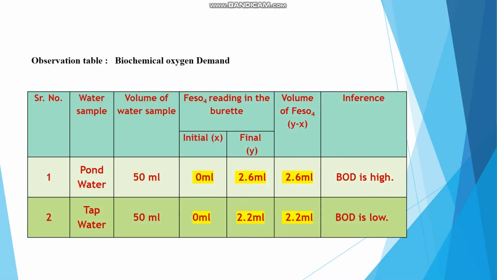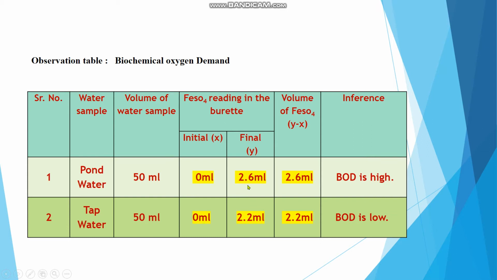Now let's move to the observation table. We have titrated two water samples, pond water and tap water. The volume of water sample taken was 50 ml each in the conical flask. Then the ferrous sulfate reading in the burette: the initial reading was 0 both times, as we had filled the burette and adjusted the ferrous sulfate solution to the 0 mark.